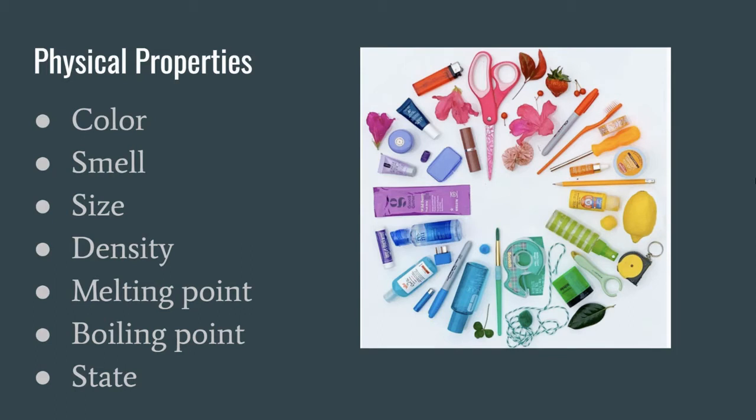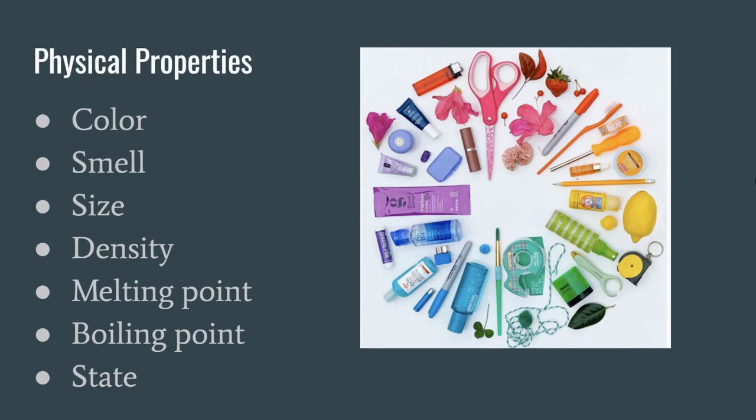So color, smell, size, density, melting point, boiling point, and state, as in if it's a solid, liquid, or gas. We can identify with any object all of these different things. So you can see in the picture there's lots of different colors, lots of different sizes. I know we can't smell it because it's a picture, but there would presumably be a lot of different smells. If we wanted to, we could measure the density, which we'll get into later.